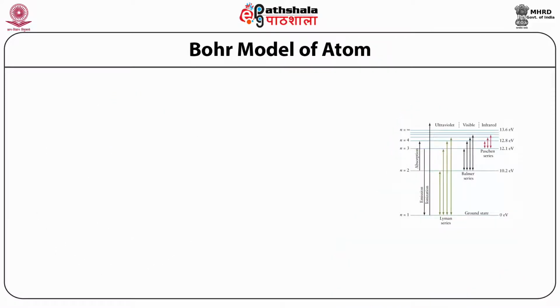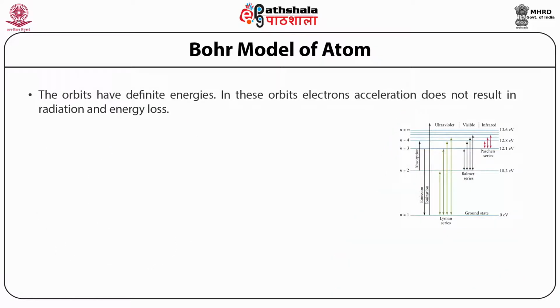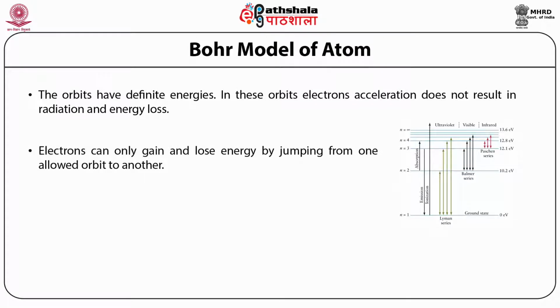Rule 3 of the Bohr model shows that the orbits have definite energy, and in these orbits the electron's acceleration does not result in radiation and energy loss. An electron can only gain or lose energy by jumping from one allowed orbit to another allowed orbit, which is shown in this picture. This explains the various spectral series we discussed earlier, like the Balmer series and Paschen series, and how the electrons jump from one energy level to another.